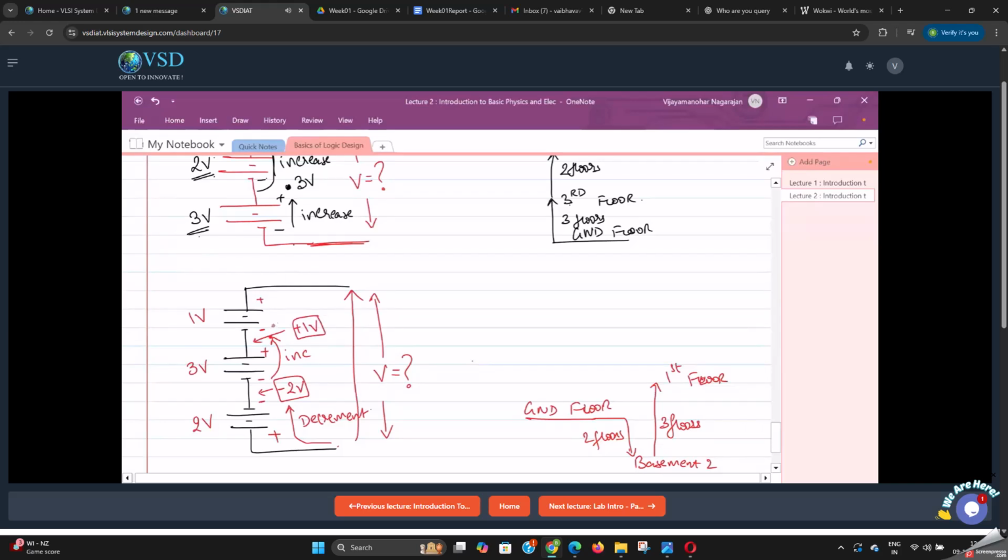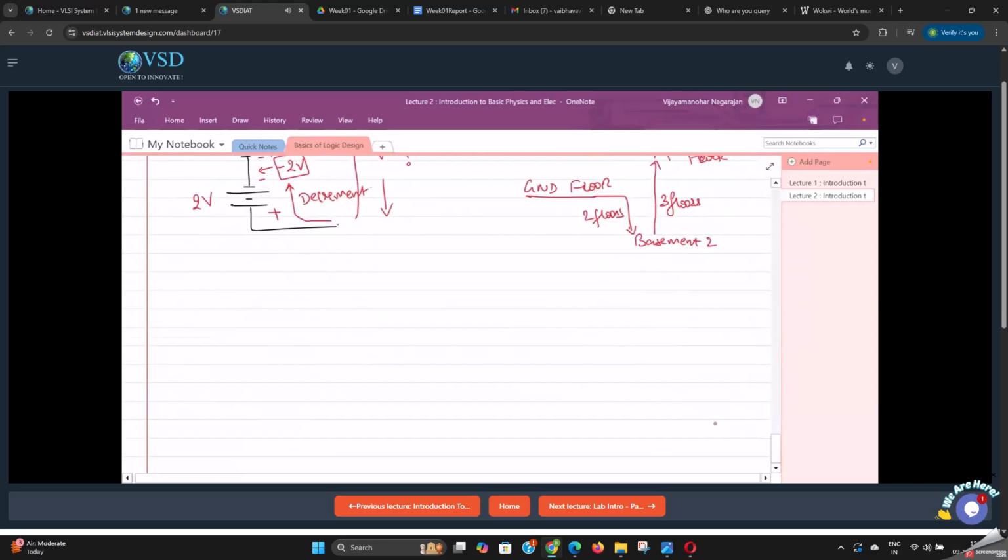Now, again I am going up by 1 volt. I am going again by 1 floor. So I will reach second floor. So the voltage here will be plus 2 volt. So visualize the voltage as floor of the building. These things are very, very important to understand. Clear?